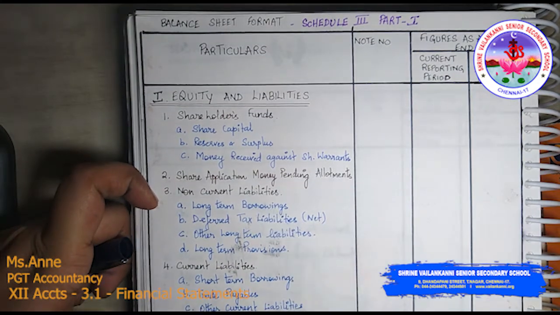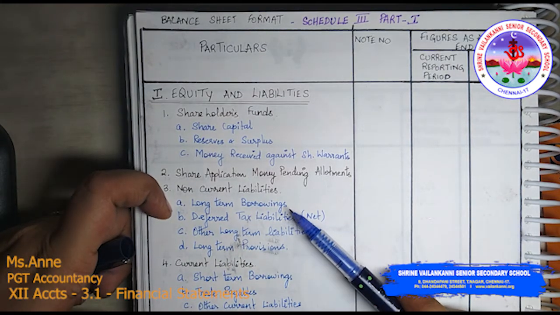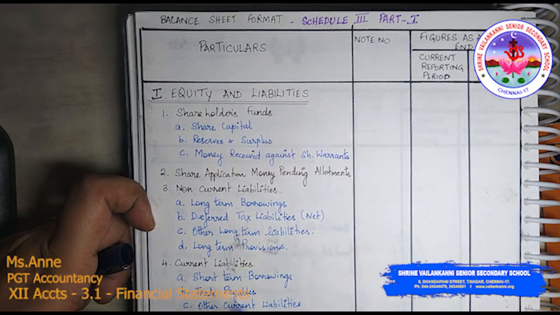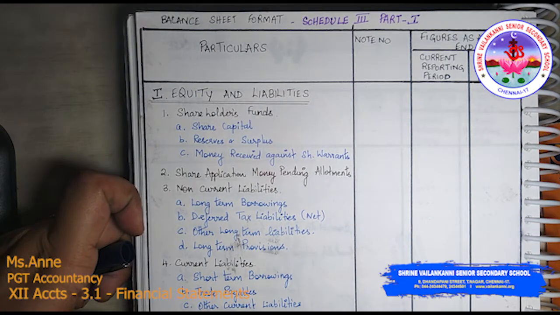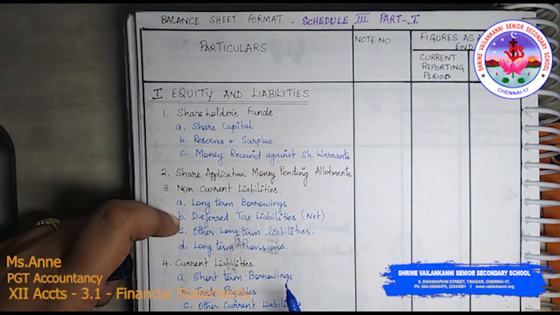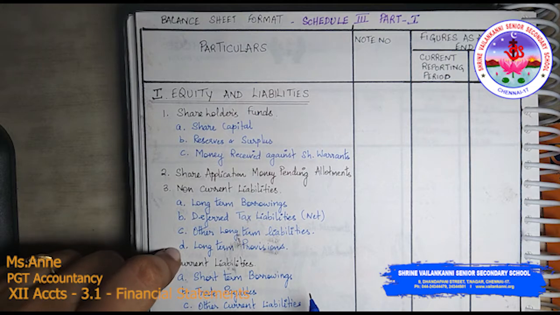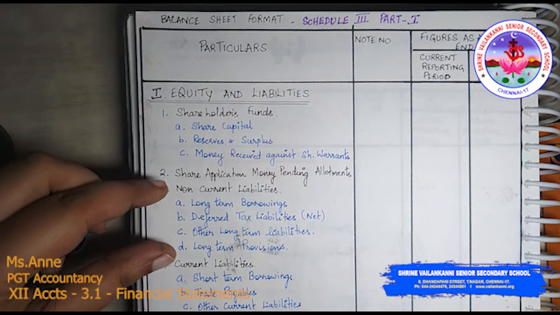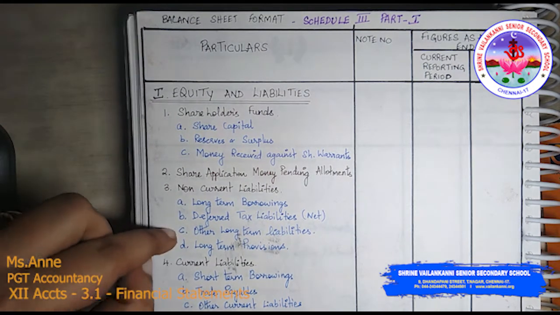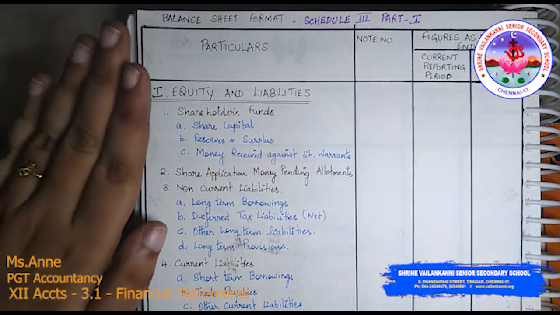Then non-current liabilities. Non-current means it is not within 12 months, not within the operating cycle of the company. The first one is long-term borrowings, then deferred tax liability, other long-term liabilities, and long-term provisions. Each and every item I will discuss in detail in the next class. As of now, get comfortable with this format alone.